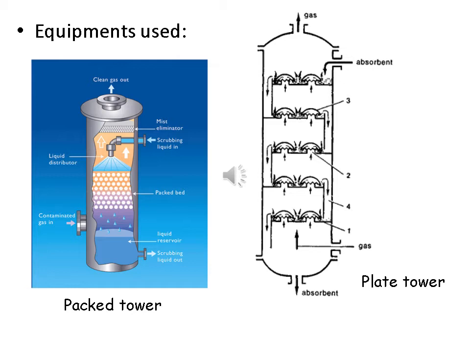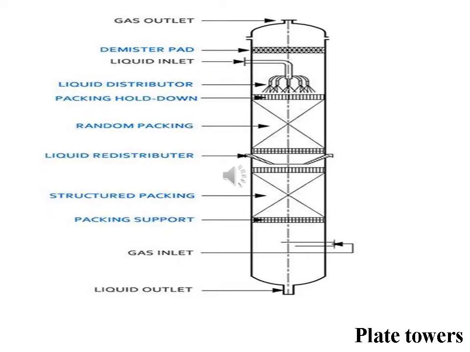The gas enters the tower near the bottom and is directed upward through openings of one sort or another in the tray. So at the time of the gas moving through this liquid medium, this water medium, the gaseous pollutant is going to dissolve in that particular liquid medium. So we will get fresh air at the top and we can easily disperse that gas into the atmosphere. This is the detailed figure of the plate tower.